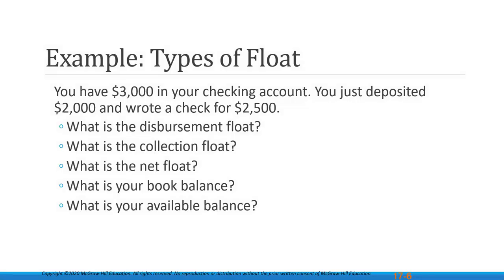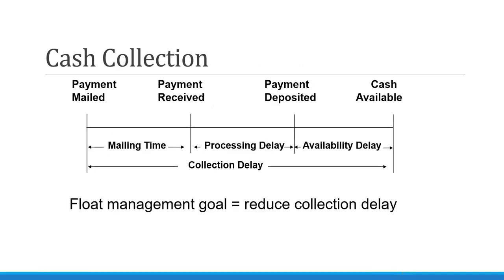But we're going to look at a couple of examples of float because it still does exist. There still are float issues, even with electronic transfers, and we still do a lot of payments with paper checks and other things, just not as much as before. So we have $3,000 in our checking account. We deposited $2,000 and wrote a check for $2,500. So what is our disbursement float? What is our collection float? What is the net float? Our book balance and our available balance.